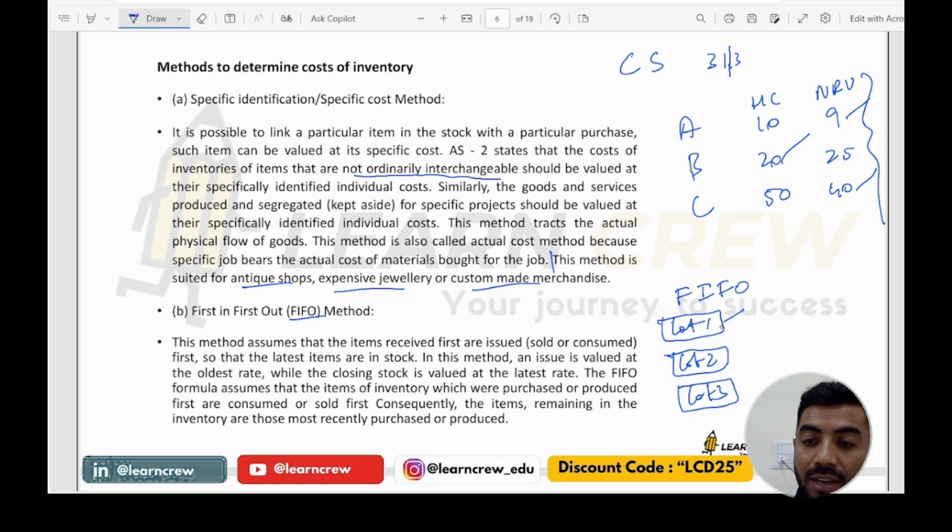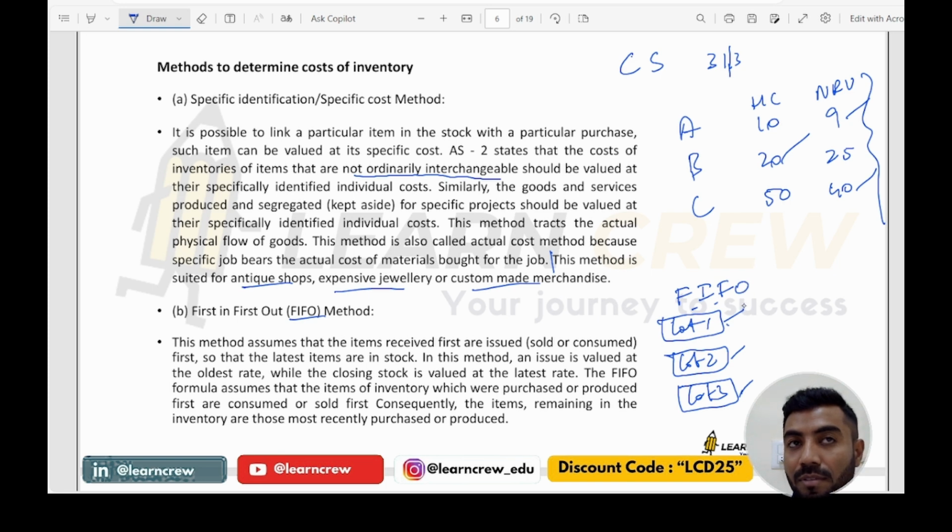After you exhaust lot one, then you'll be using lot two. Then after you exhaust lot two, you'll be using lot three. So whichever you purchase first, you'll have to sell first, or use first in the production of manufacturing. The goods bought last will be used in the later stage. That is called the first in, first out method. This is a commonly used method.